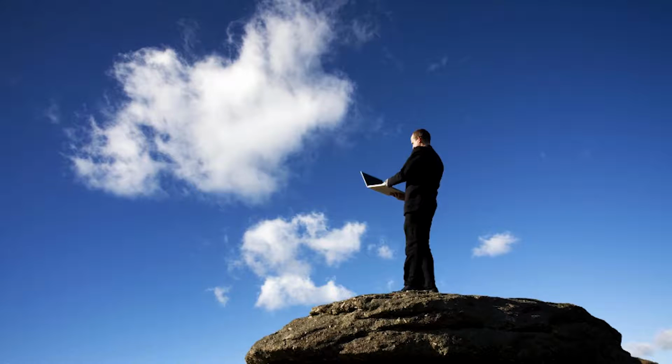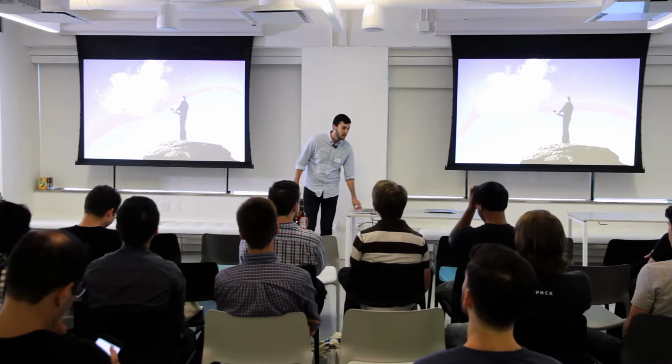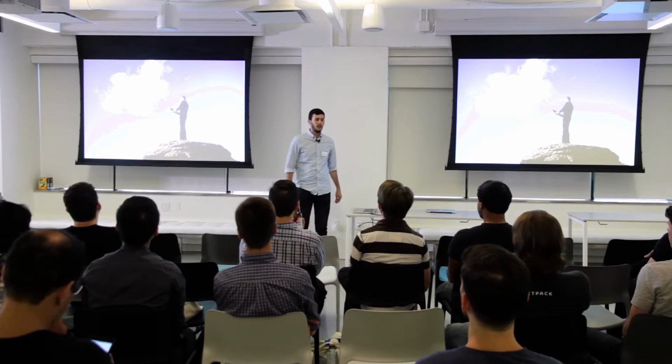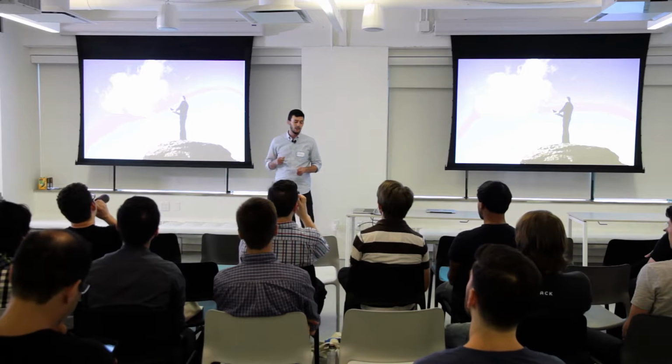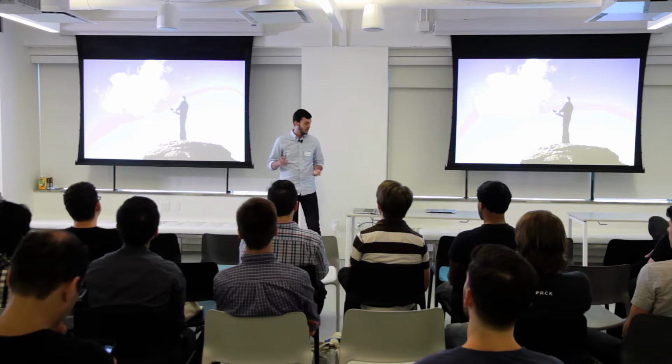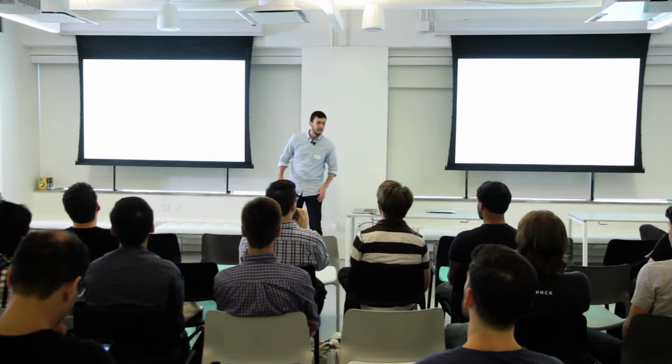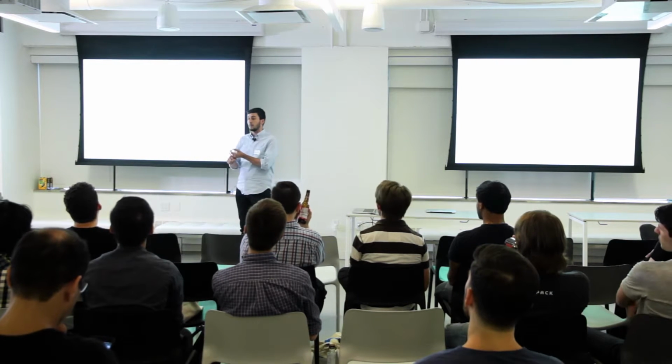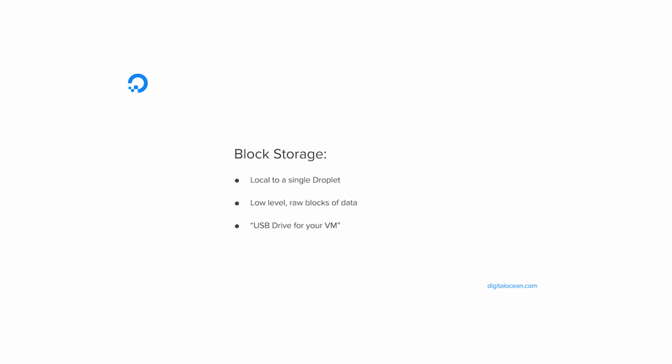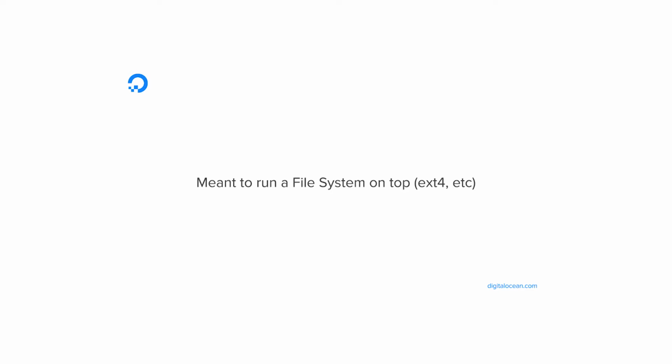in the cloud. So think of it like another piece, just like your droplet, but floating around in the cloud somewhere that you can plug into one droplet, unplug and plug it into another droplet at any time. It is right now local to a single droplet. And the way block storage works is it's low-level raw blocks of data being read and written from your droplet. Kind of like a USB drive for your virtual machine. You're meant to run a file system on top of it, so ext4, XFS, or something like that. So it's very low level.